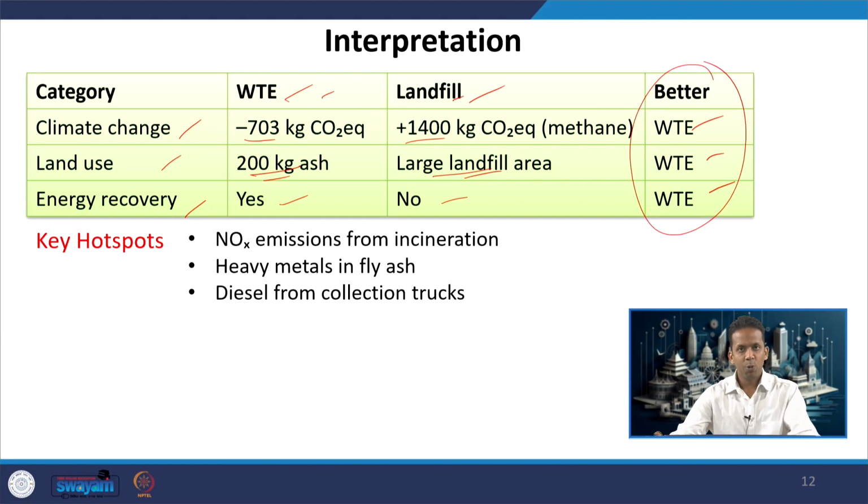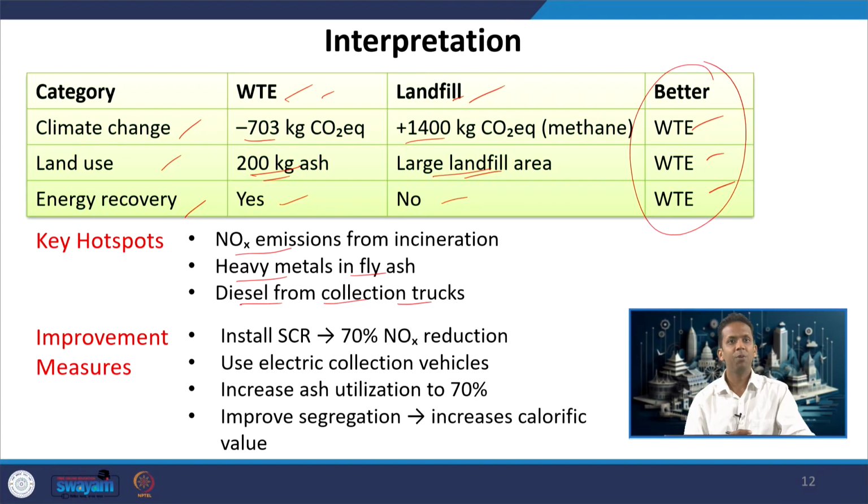So, the key hotspots that were obtained from this LCA when it was done for the incineration based waste to energy plant were NOx emissions, heavy metals in fly ash, and diesel from collection trucks. Once these key hotspots are identified, it gives decision makers a platform or basis to think of solutions in a specific area. So, for NOx they can have something like selective catalytic reduction units which can reduce NOx by 70%. For collection of waste, instead of using diesel trucks, electric vehicles can be used.